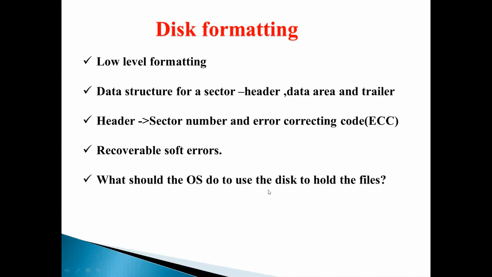The first step is called partitioning. In partitioning, the disk is divided into one or more groups of cylinders. Partition is nothing but splitting the disk into one or more groups of cylinders. The second step is called logical formatting. In logical formatting, the OS will load its data structures onto the disk, that is your boot control block, volume control block, etc. All those data structures will be loaded onto the disk, and that step is called logical formatting.